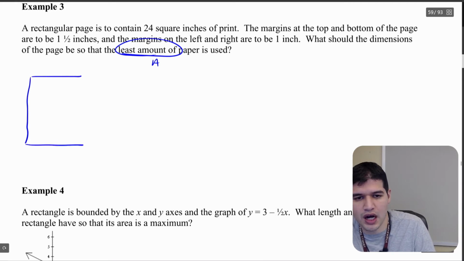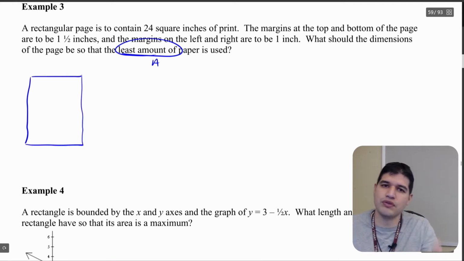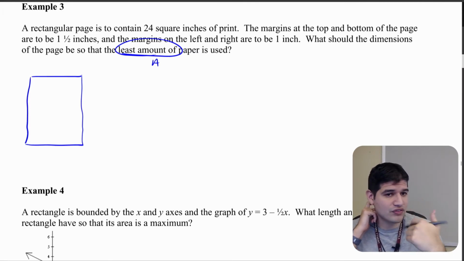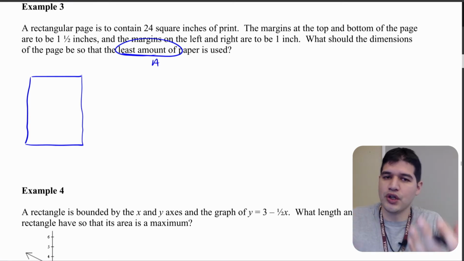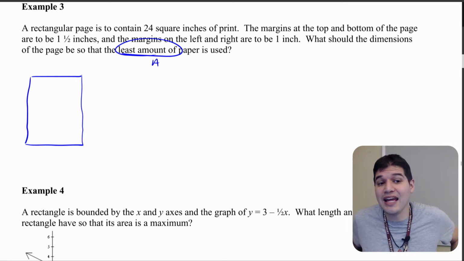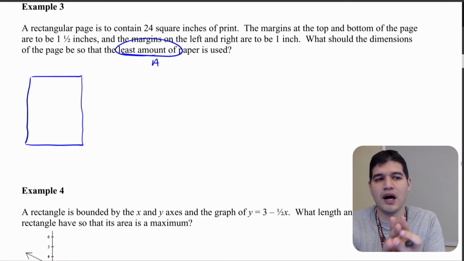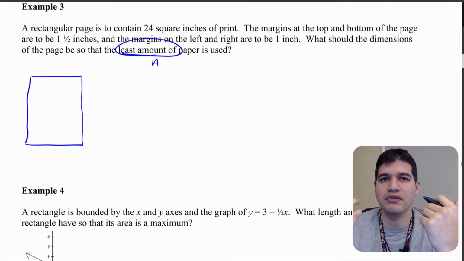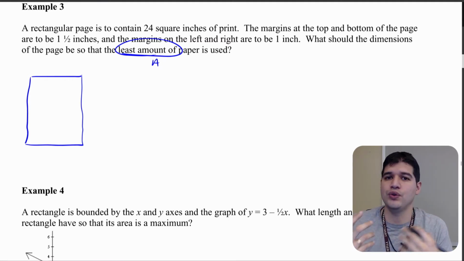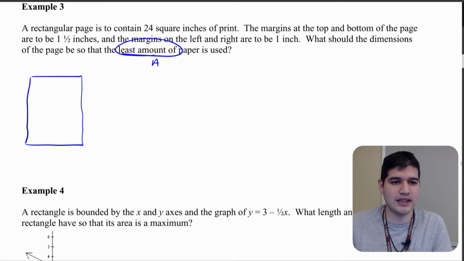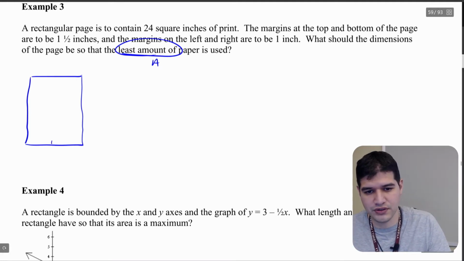Let me just kind of draw a picture here. And of course, I've already made these notes and I've already gone through these problems and I have experience solving these problems. But I draw these pictures for you guys because it's that important. If you don't know how to tackle a problem initially, you're going to want to think critically and go through these problem solving steps. So that's why I do it with you. All right, we know it's going to contain 24 square inches of print. The margins at the top and bottom are to be 1.5 inches. So 1 1/2, and this is 1 1/2.